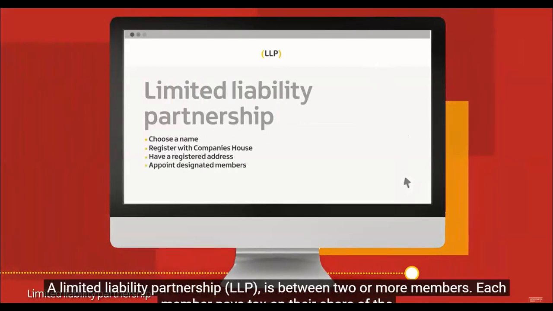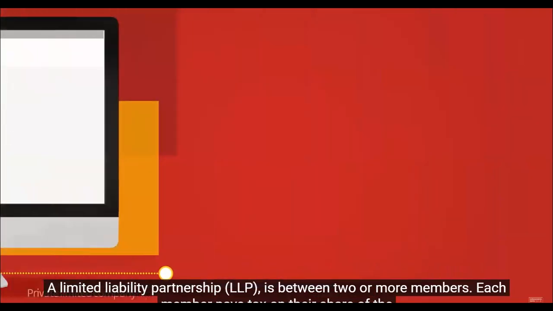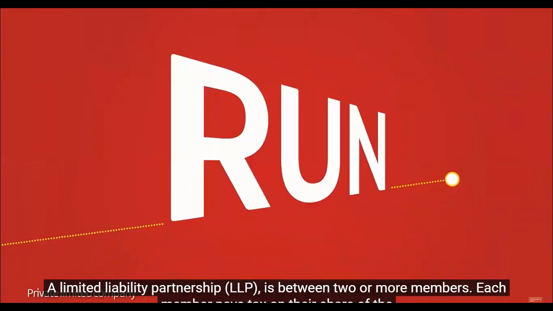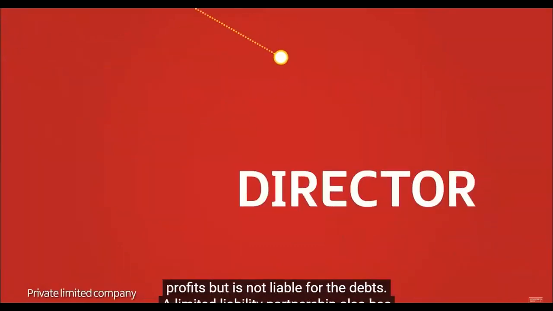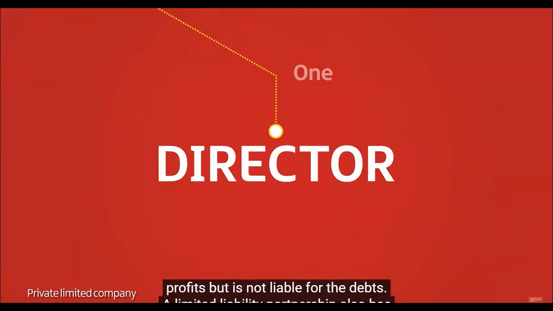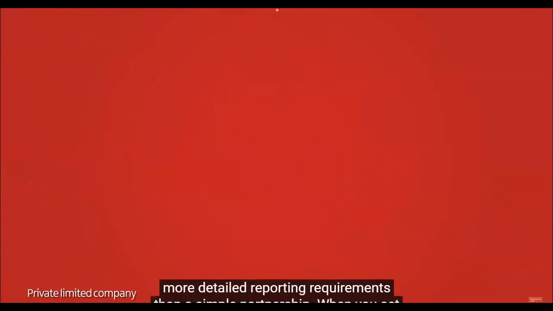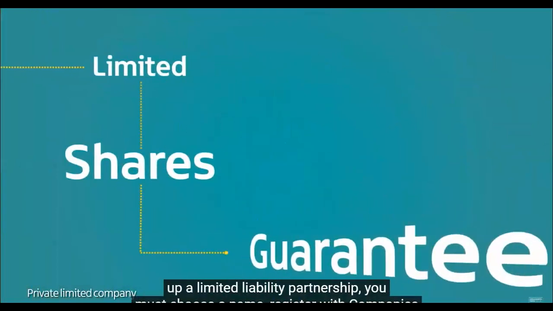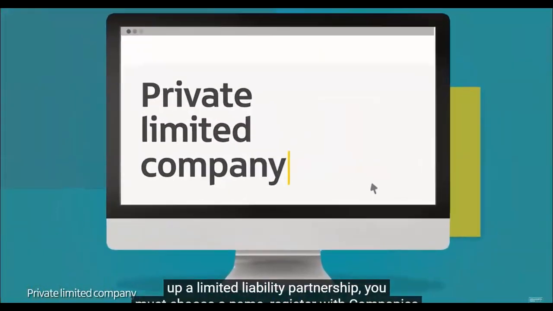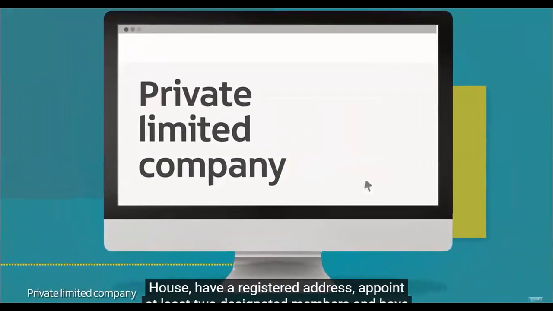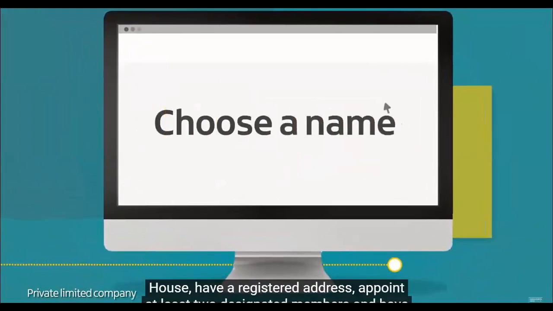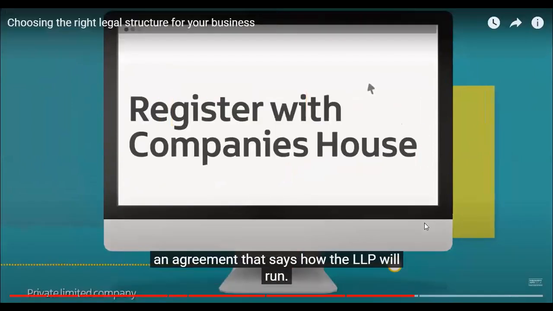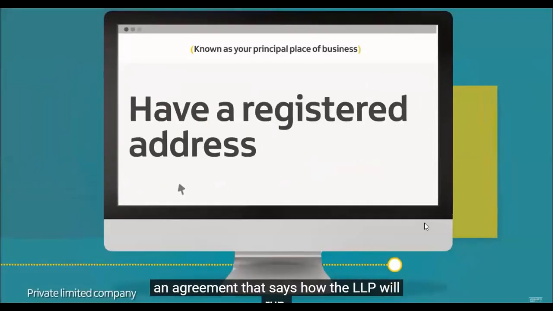A limited liability partnership, LLP, is between 2 or more members. Each member pays tax on their share of the profits, but is not liable for the debts. A limited liability partnership also has more detailed reporting requirements than a simple partnership. When you set up a limited liability partnership, you must choose a name, register with Companies House, have a registered address, appoint at least 2 designated members, and have an agreement that says how the LLP will run.